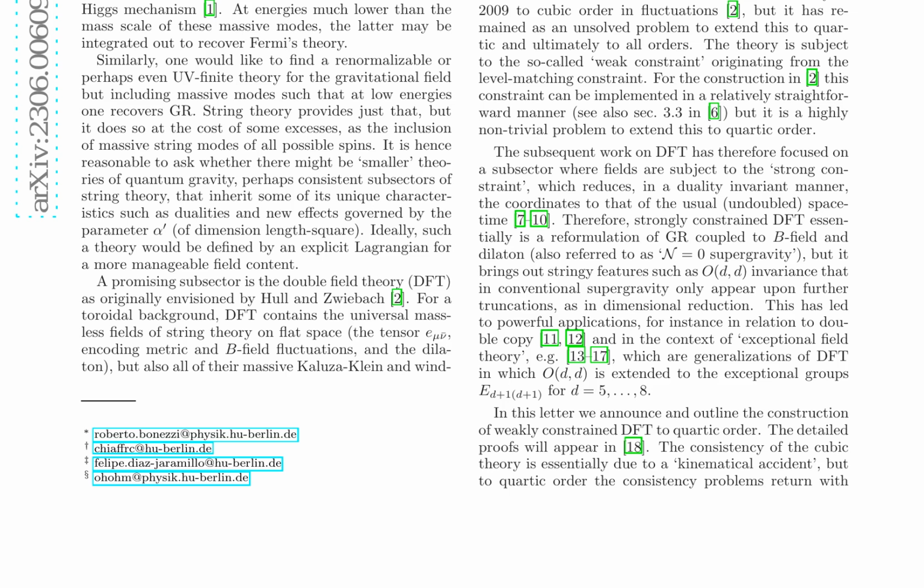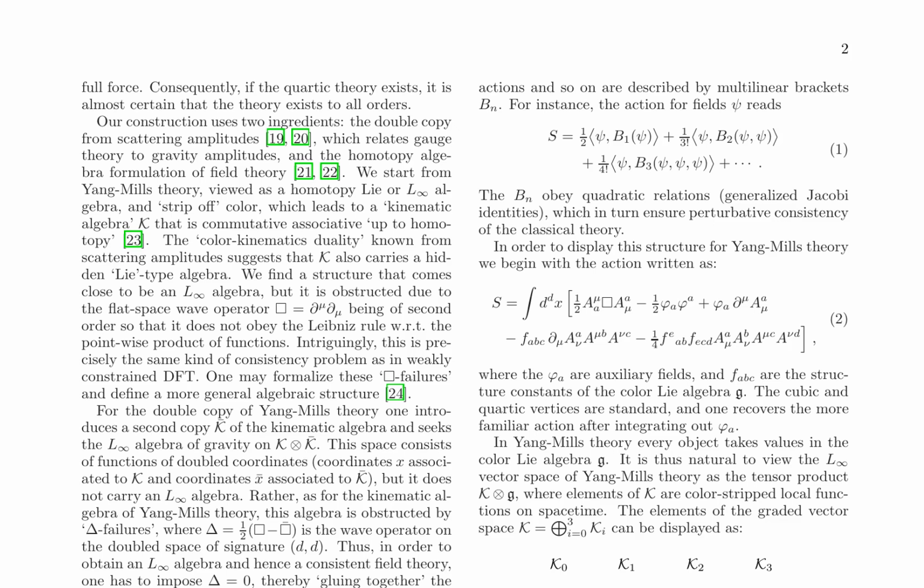The authors then outline their construction of weakly constrained DFT to quartic order, which uses two ingredients: the double copy from scattering amplitudes and the homotopy algebra formulation of field theory. They start from Yang-Mills theory, viewed as a homotopy Lie or L-infinity algebra, and strip off color, leading to a kinematic algebra K that is commutative and associative, up to homotopy.